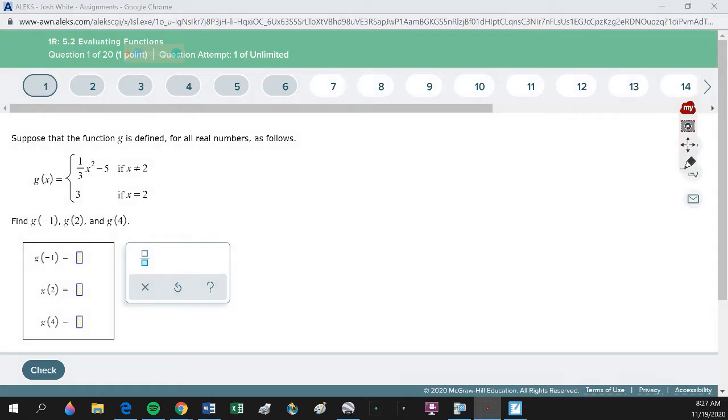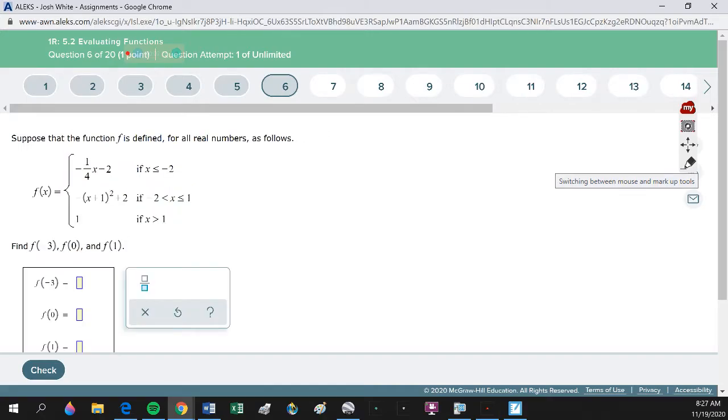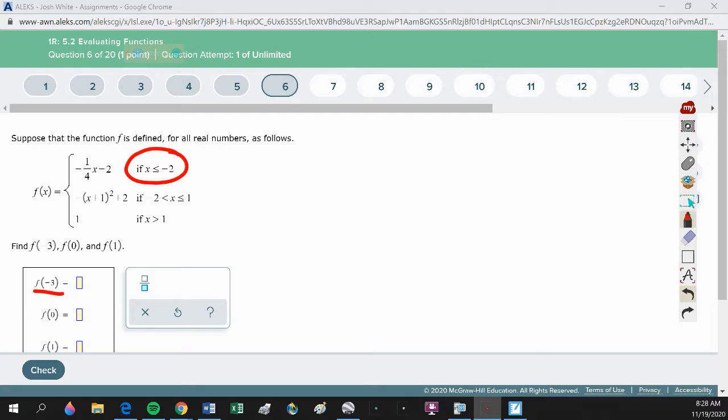Now, let's do a different one. Let's look at number 6. Okay. This function has 3 pieces. So if I want to plug in -3, which piece do I plug it into? Does -3 fit here? Is -3 smaller, less than or equal to -2? Yes. So we plug -3 in here.